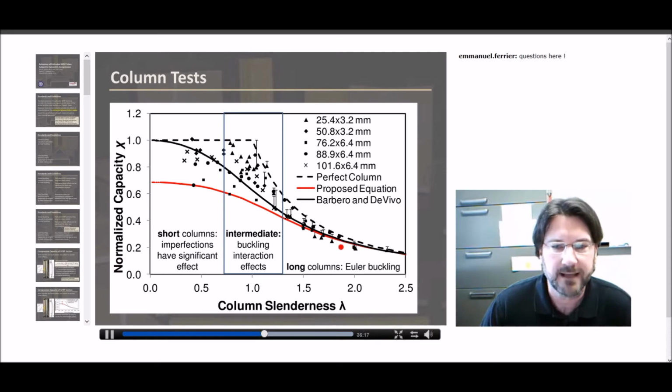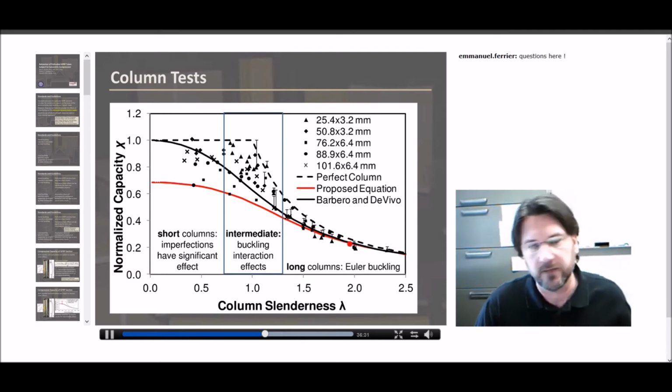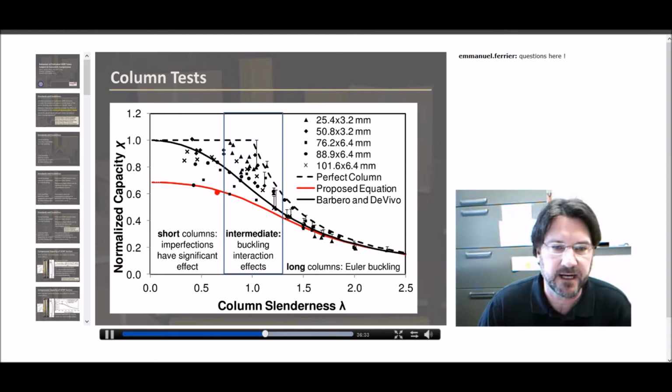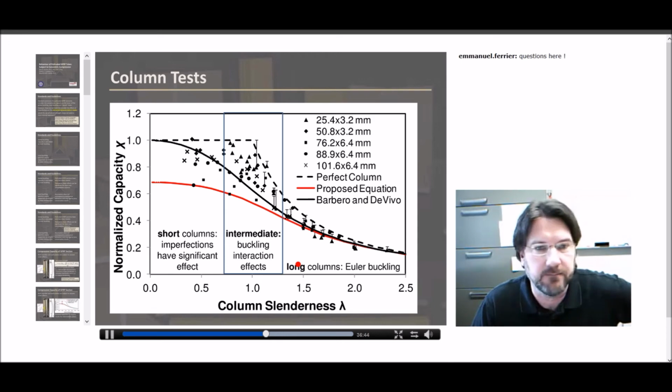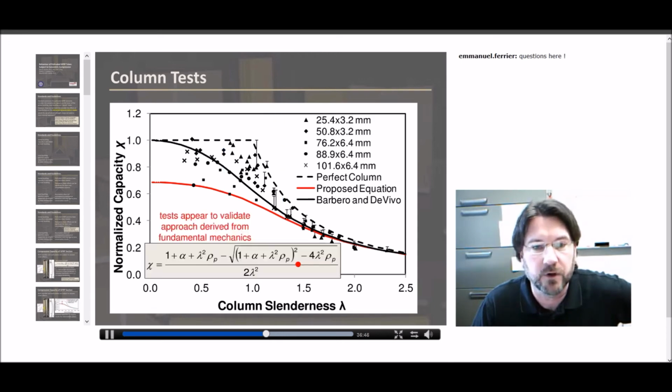And if we go back to that original nice mechanics approach that we proposed earlier on in the presentation, that's the red curve, which again is solely from fundamental mechanics, and it seems to capture the behavior very, very well. It captures the lower bound of the behavior very well. So we're very pleased with this result, and it gives us a basis now for building design curves. There we go, just summarizing that.